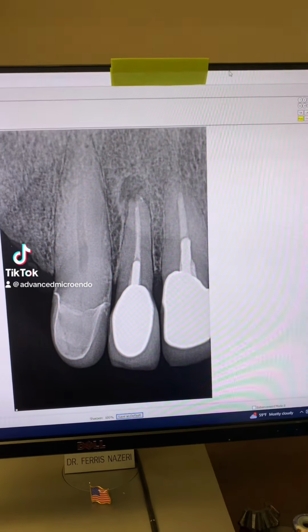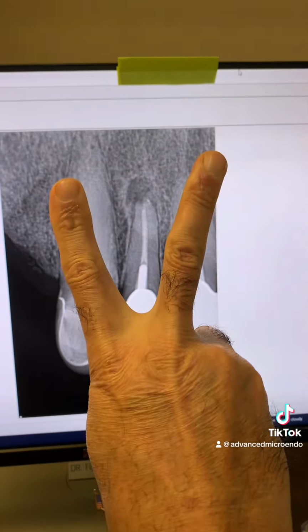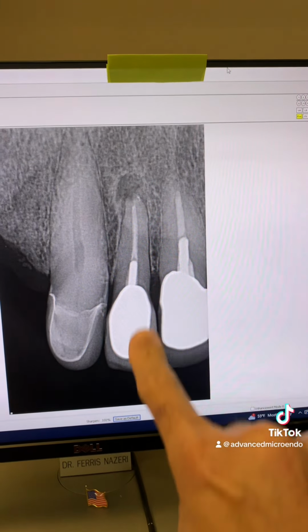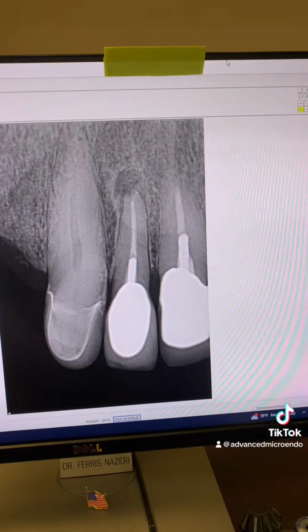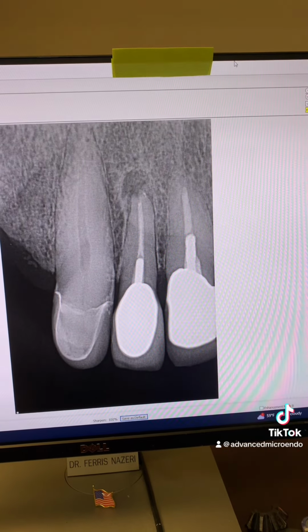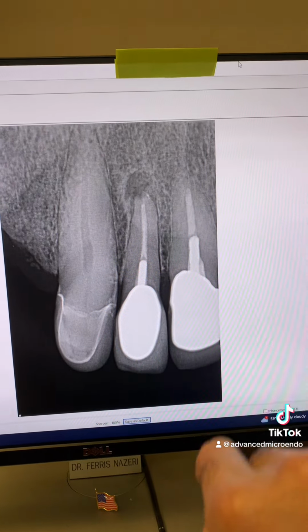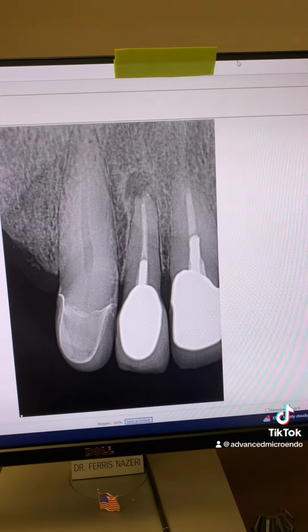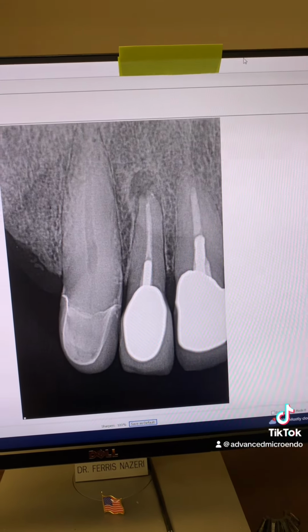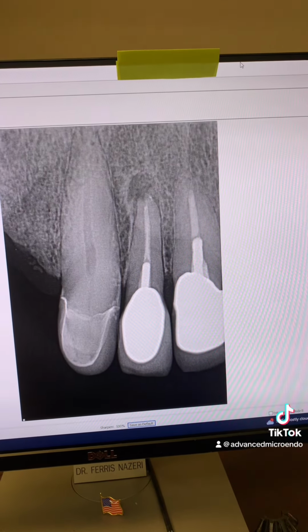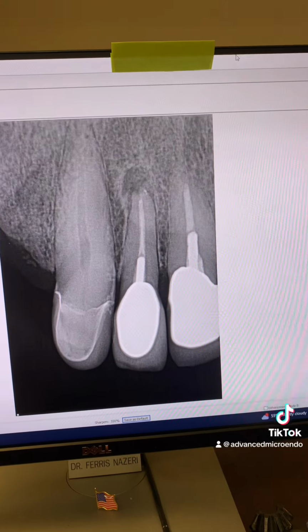This patient was referred to me 2 months ago for endodontic retreatment of tooth number 7. According to the patient, the root canal was done 7 to 10 years ago, and recently he started to have a lot of pain. He went and saw his dentist and was told that the tooth was abscessed and referred the patient to me.